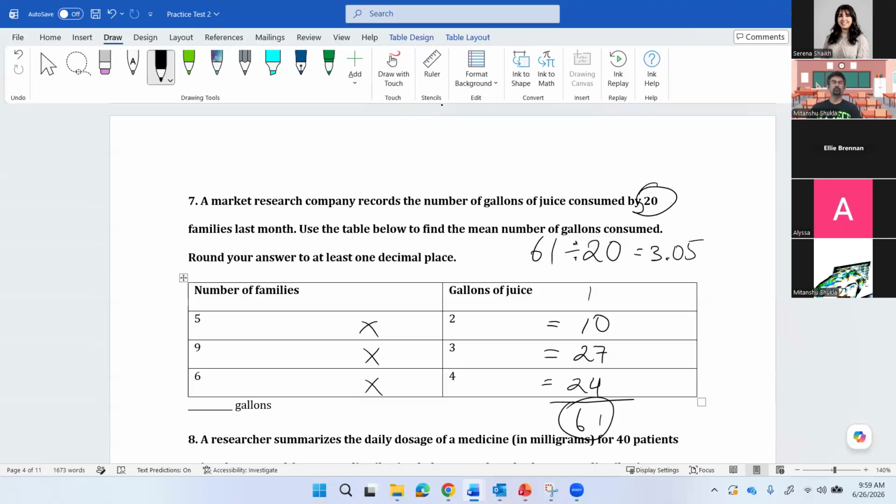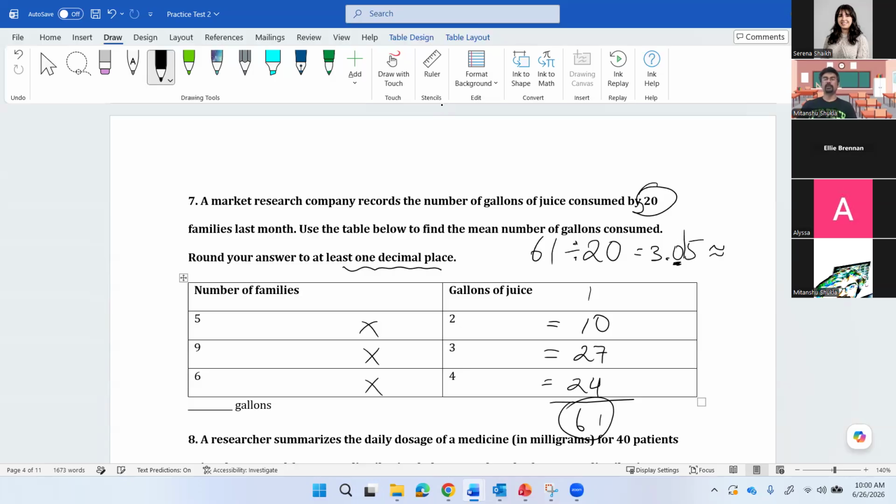But they want us to round to what? At least one decimal space. So I don't need both of these decimals. So this is approximately what? What does this round to, guys? Oh, try again, Ellie. Yep, Alyssa is correct. Okay. So 3.1, because this would be the one decimal space.